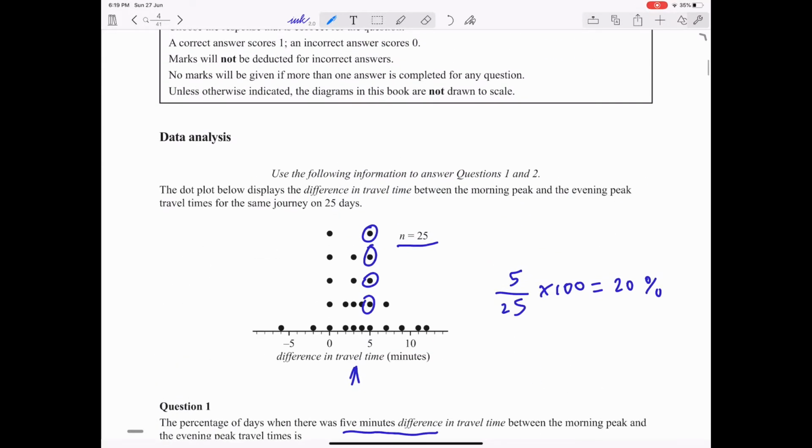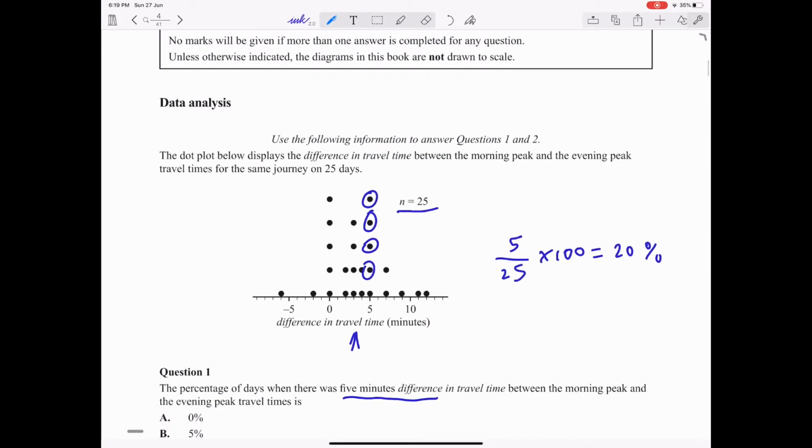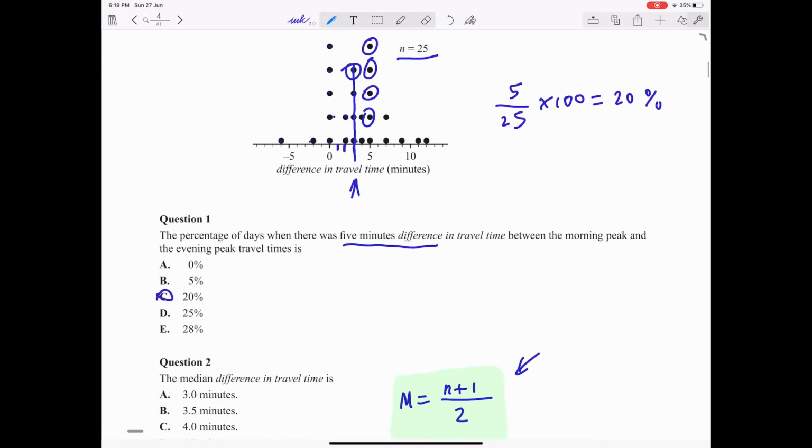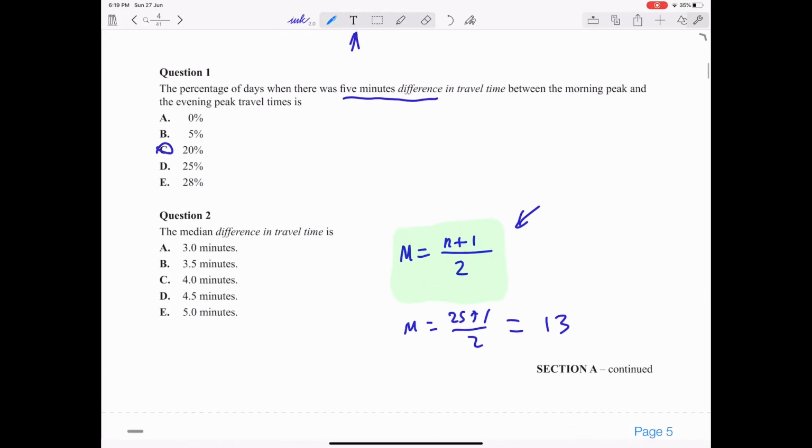So you count 13 from the lowest point. So 1, 2, 3, 4, 5, 6, 7, 8, 9, 10, 11, 12, 13. So 13 is here. So therefore, if you count 1, 2, 3, we know that the median difference in travel time is 3. So therefore, A is the correct answer.